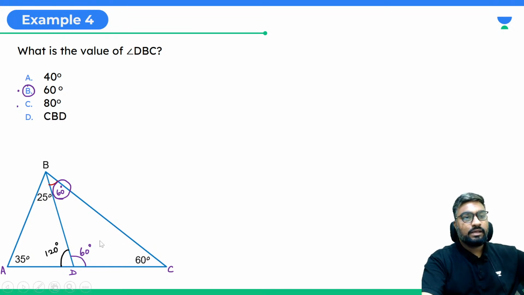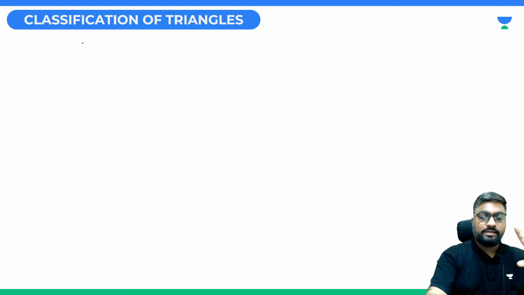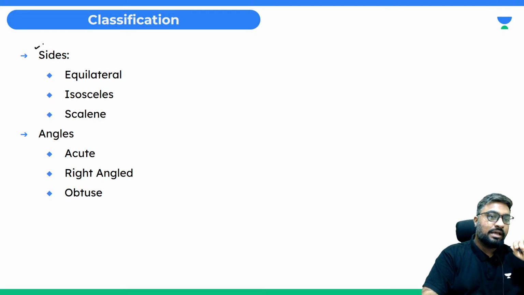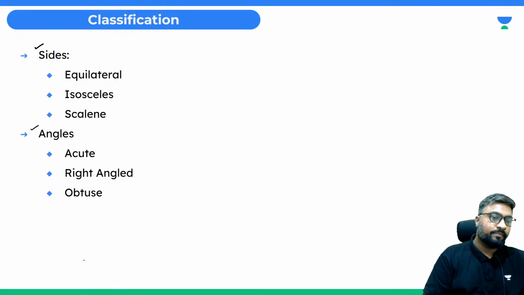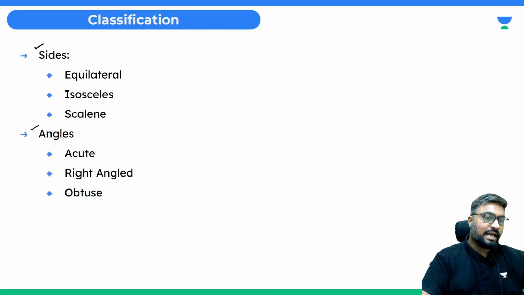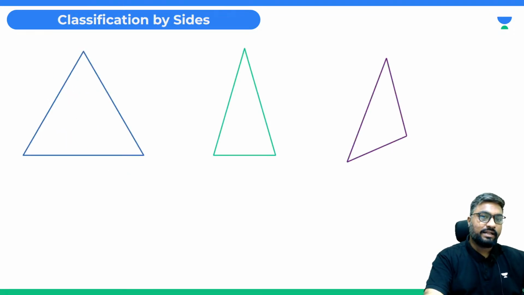ठीक है? चलिए next. Next we are going to go for classification of triangles based on two things, based on sides and based on angles. Yes, और उनके साथ साथ उनके properties भी अपन वहीं पे discuss करेंगे. Okay, so based on sides there are three types of triangles: equilateral, isosceles and scalene. Let's first look at that.